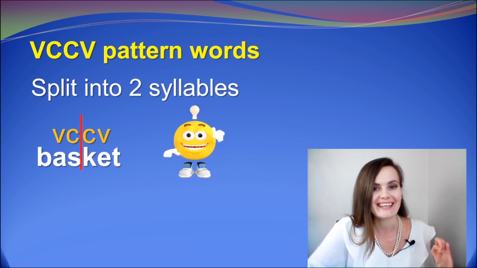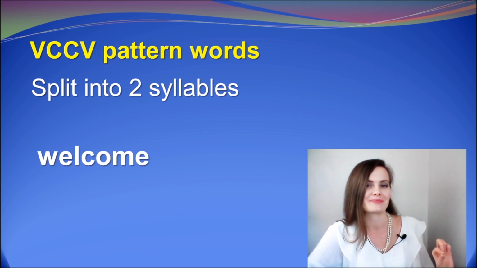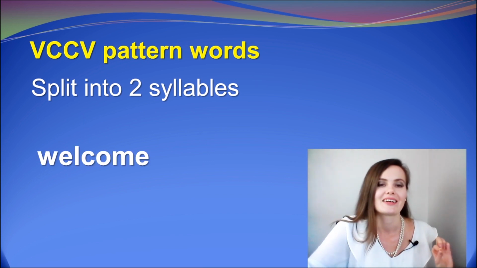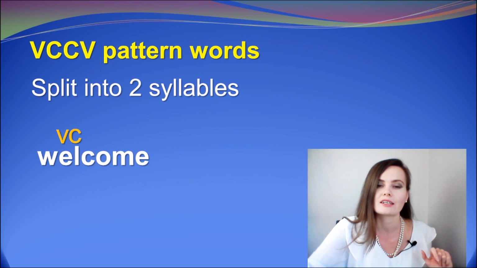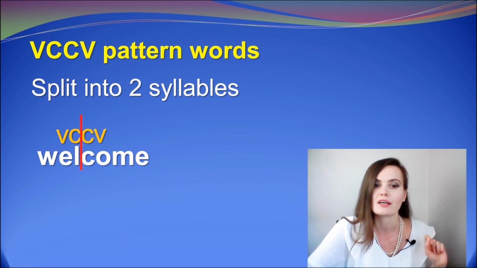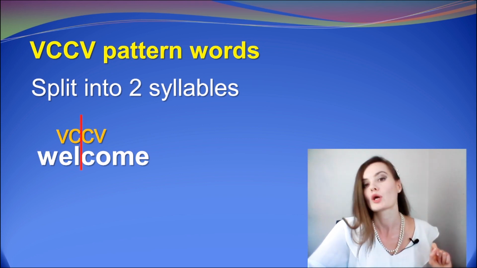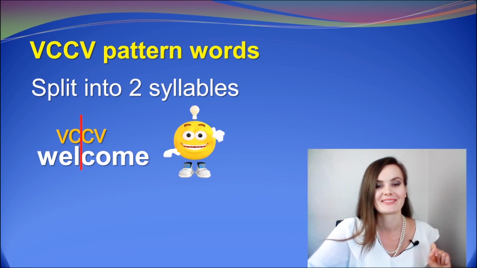Okay. Next word. Let's see if you can split it. So we have, where is the first vowel? Let's find it. You're right. Letter E is the first vowel. O. What is O? It's a consonant. K, consonant. O, vowel. Split. We get welcome. Welcome. Got it.